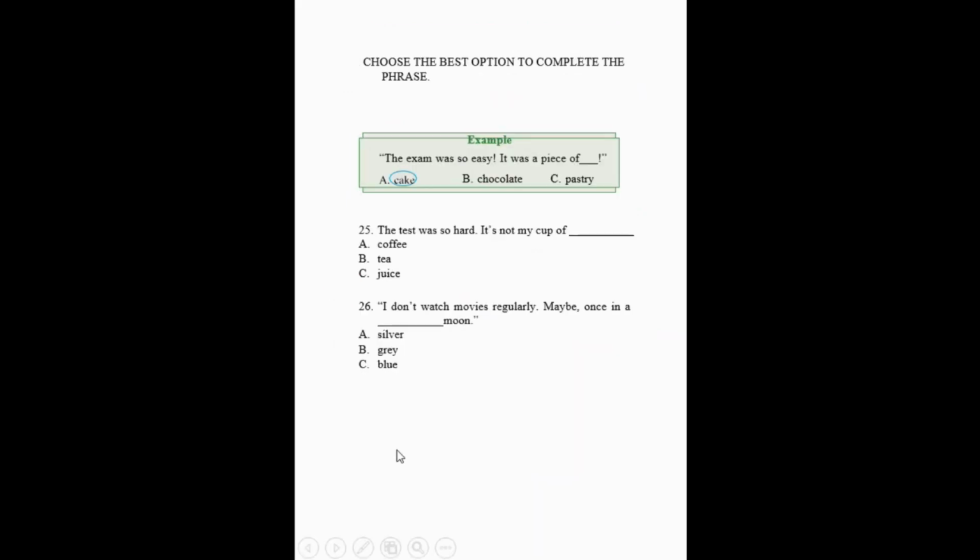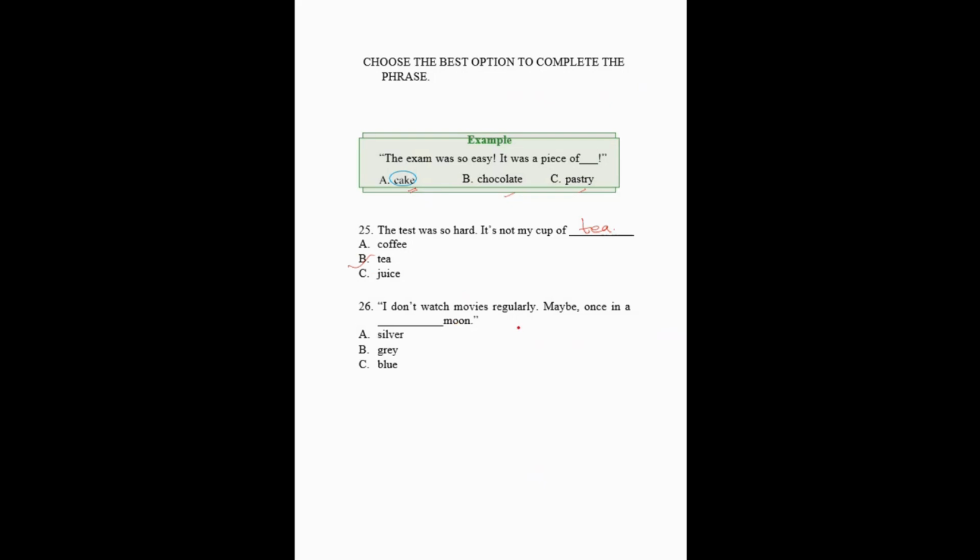Question number 25. Here, choose the best option to complete the phrase. The exam was so easy, it was a piece of cake, chocolate or pastry. Cake, like it was very smooth, a very easy one. The next question: the test was so hard, it's not my cup of tea. This is a phrase that we say.